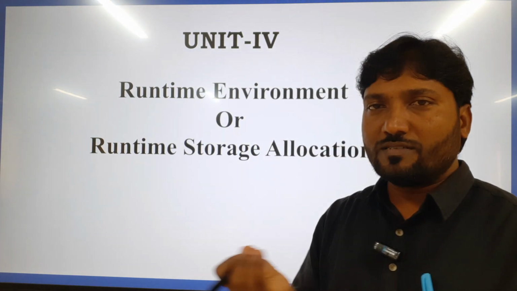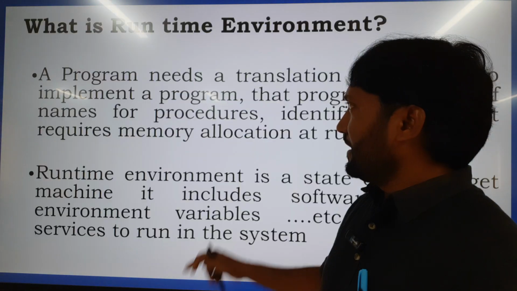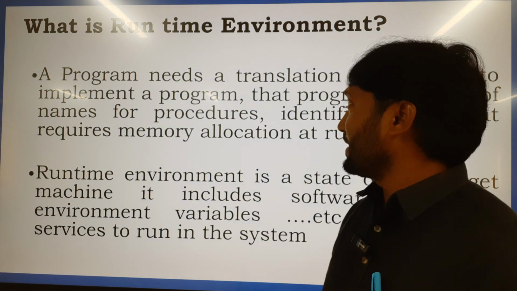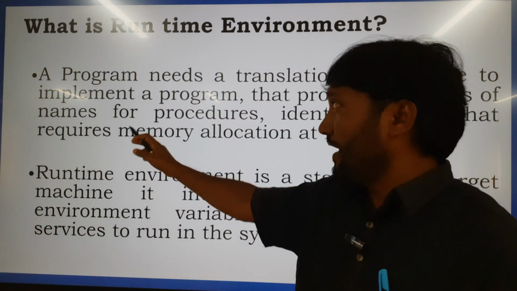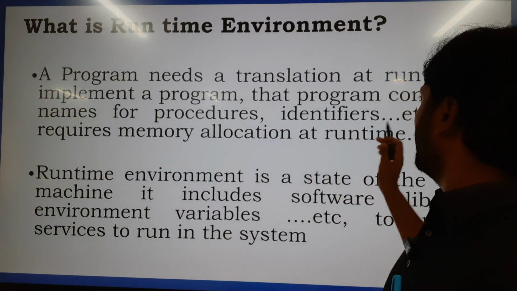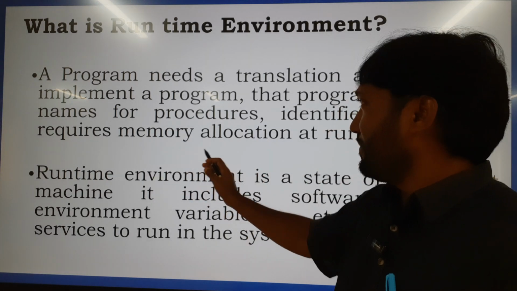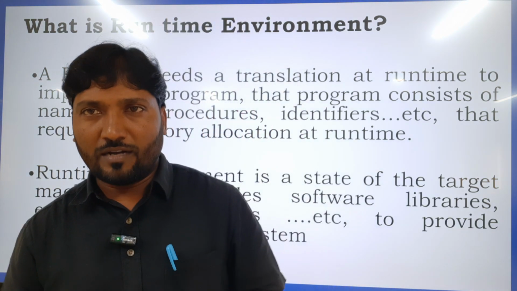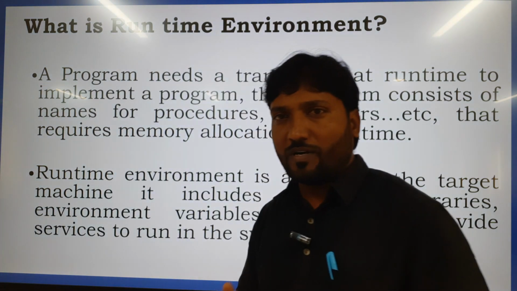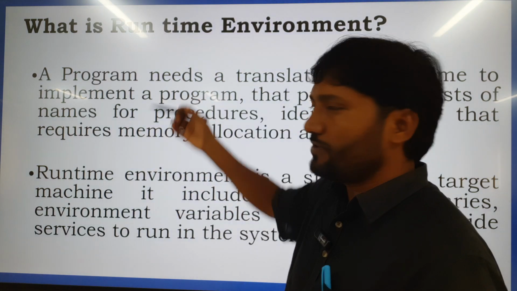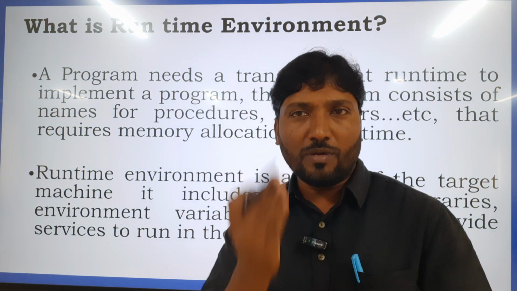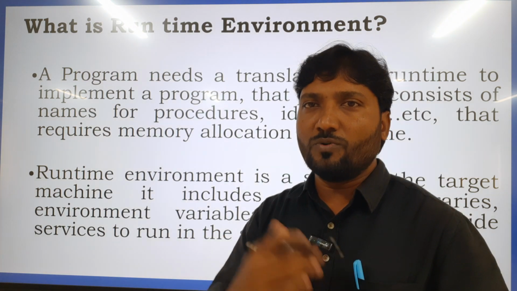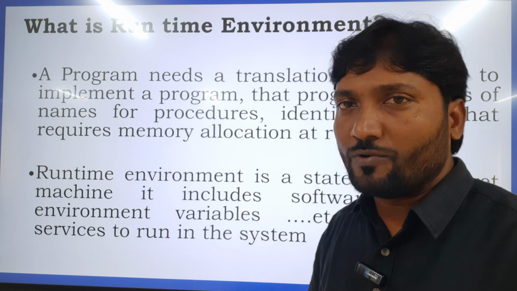Let us see what a runtime environment is. A program needs a translation at runtime to implement it. That program consists of names for procedures, identifiers, etc. that require memory allocation at runtime. This is called the runtime environment. That means, in the above definition, we must provide some memory allocation for the program or other object code. Only then is it possible to execute the program.